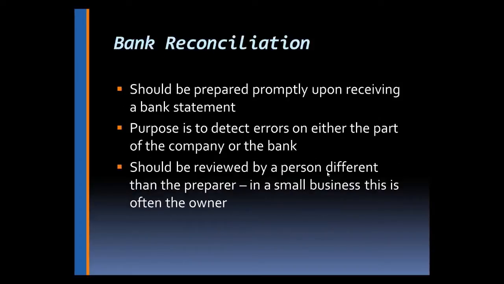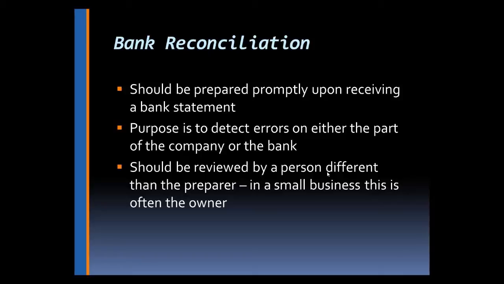For example, you can't use it for personal purchases, and some companies limit the procurement card to certain types of items. At the end of each month, someone should reconcile the cash in bank, and this should be done promptly upon receiving the bank statement to make sure there are no errors that have occurred on the part of the bank or the company, and if there are, they can be rectified as soon as possible.